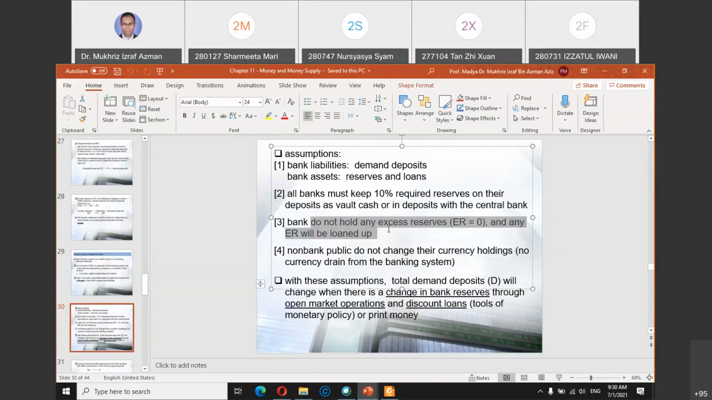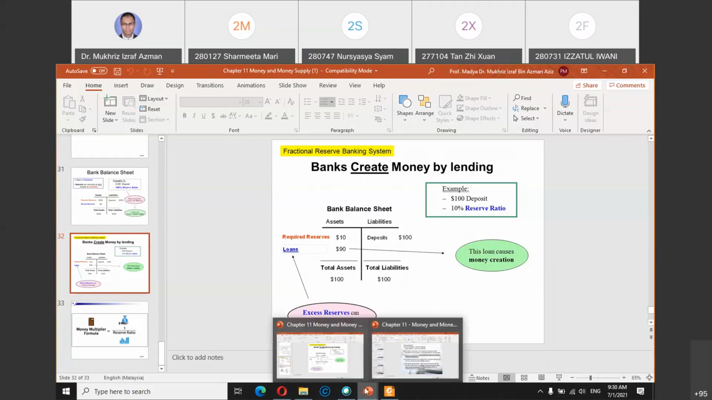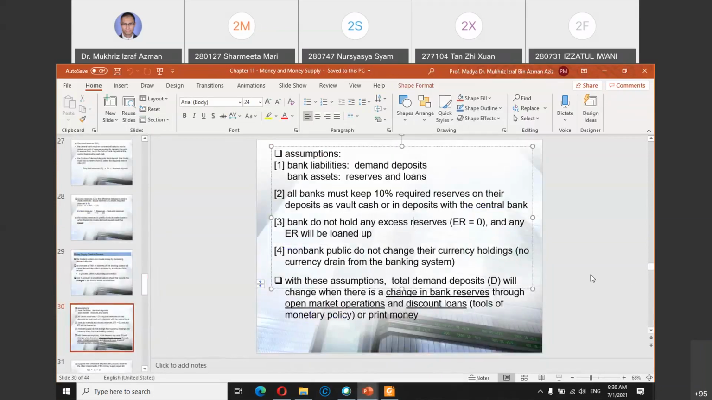Bank does not hold any excess reserve, meaning excess reserve must be loaned out. So this is why excess reserve equals zero, because whatever excess money the bank has must be given as loans to the customers. ER equals zero because whatever money remains after you deduct the reserve, the excess must be given as loans to the customers. So that is what this statement means.